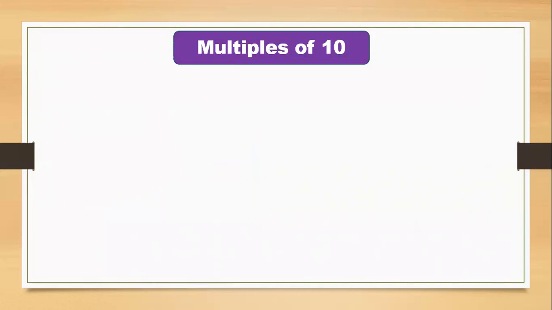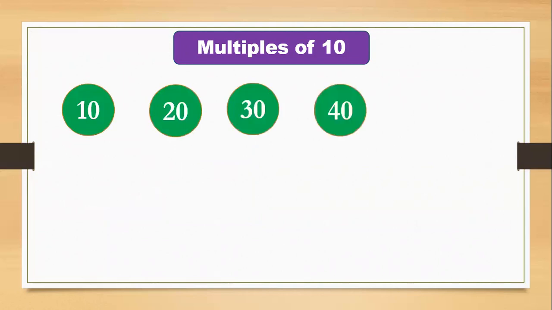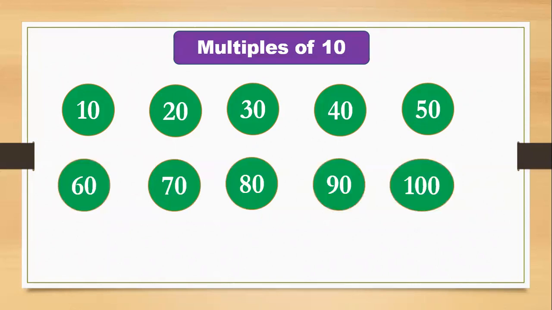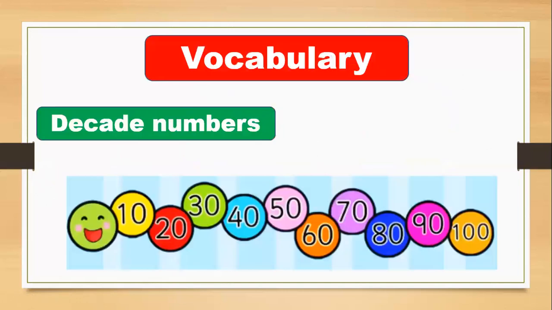Let's talk about the multiples of 10. You know from our last class, this is very important. What are the multiples of 10? Think: 10, 20, 30, 40, 50, 60, 70, 80, 90, and 100. These are the multiples of 10. You have to keep this in your mind, and you have to memorize the decade numbers.